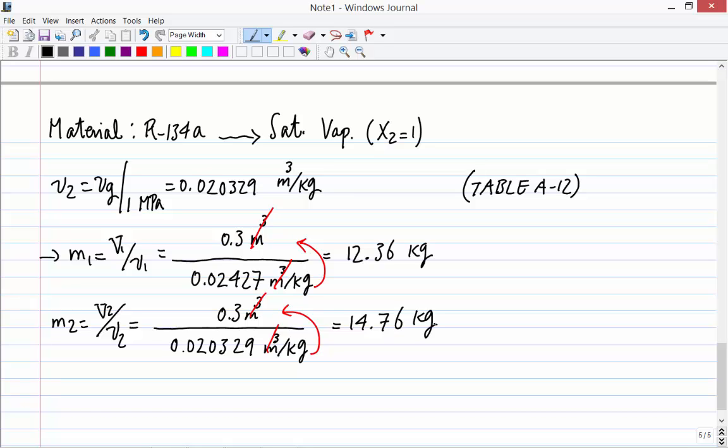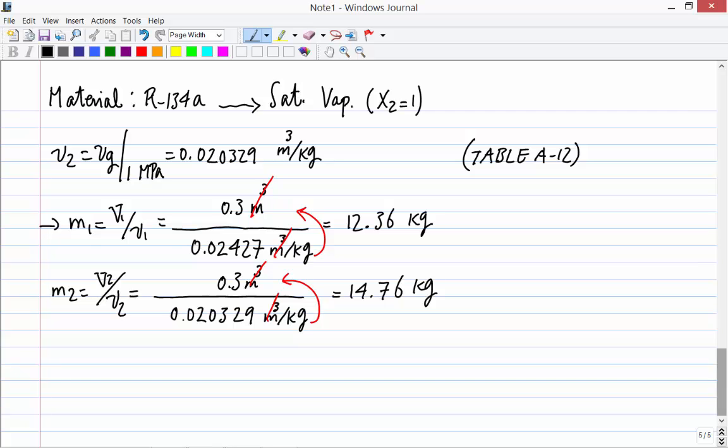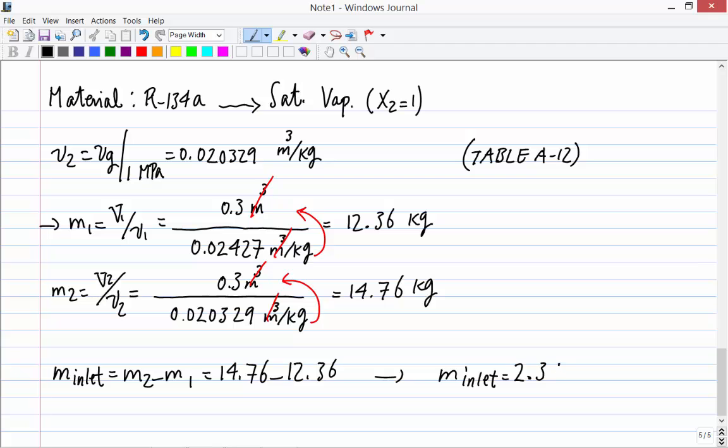Awesome. So m inlet, as I've told you before, is final minus initial, which would be 14.76 minus 12.36. So m inlet would be 2.396 kilogram. That is important because we're going to need that in future.